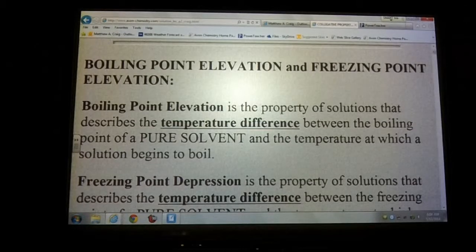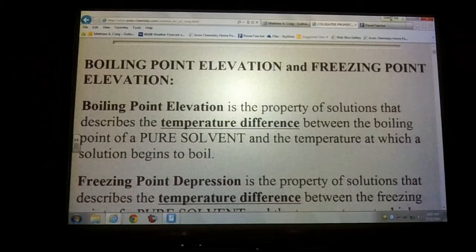Why do you put salt in your boiling water as you make mac and cheese? Not because it's delicious, but it actually serves a point as well. So today we're going to talk about boiling point elevation. In other words, how we can get water to boil at a higher temperature, or freezing point depression, how we can get water to freeze at a lower temperature.